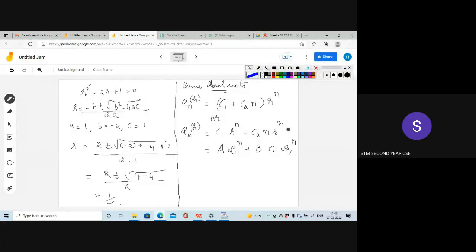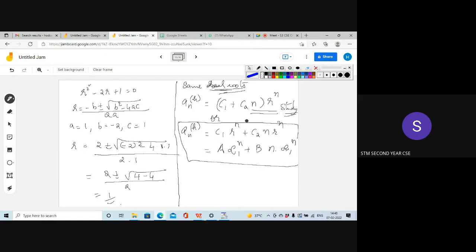Both roots are same. So either you can go for this one, or an easy method to remember is a_n of h, homogeneous, C1 plus C2n into r raised to n. If the two roots are same, it is C1 plus C2n into r raised to n. This formula you should study. Okay, you should study this formula. When two roots are same, this is the formula to be applied, and the constants here are C1 and C2.